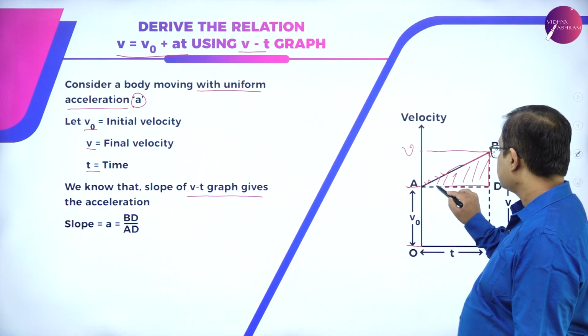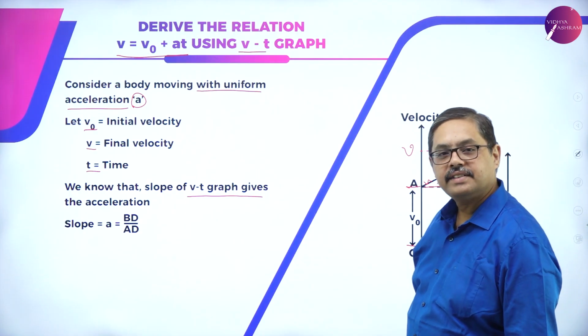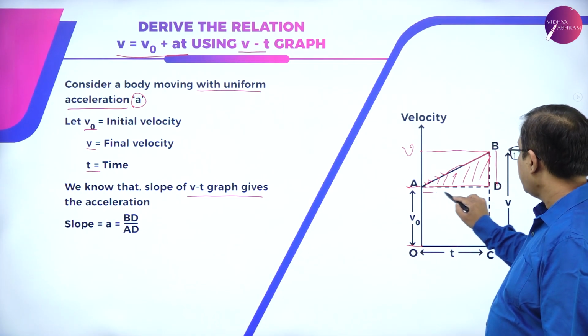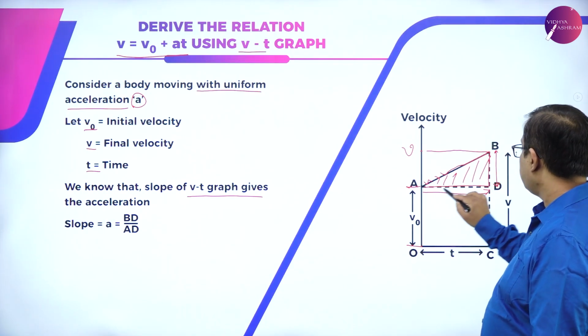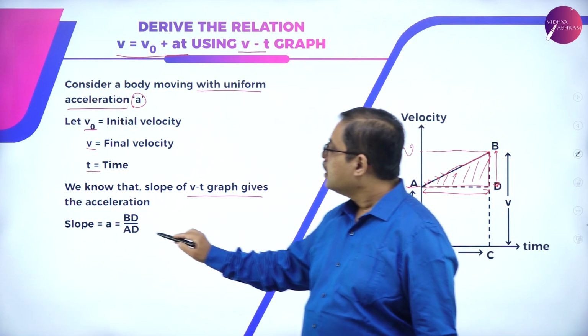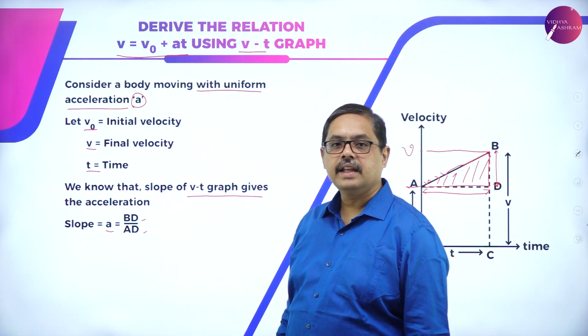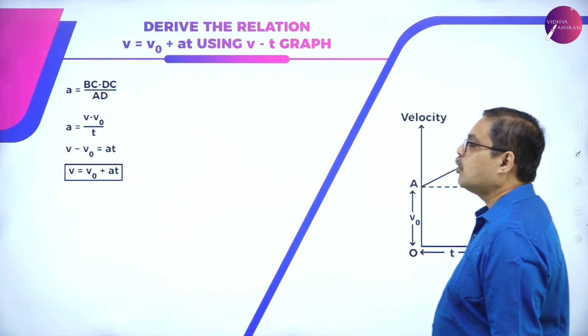The slope of this graph will give me acceleration. What is that slope? It is BD by AD. I have to check BD by AD. So, slope acceleration is given by BD by AD. Let me check what is BD and what is AD.